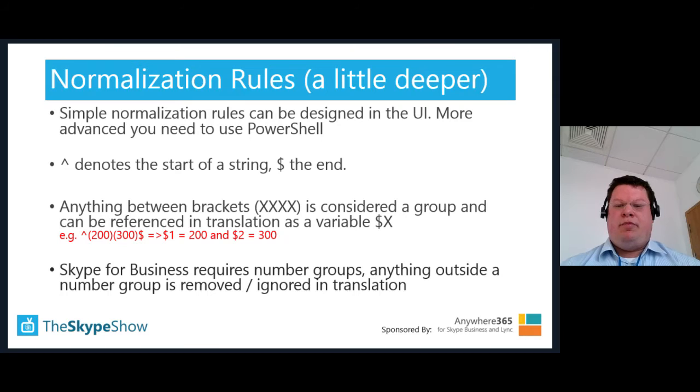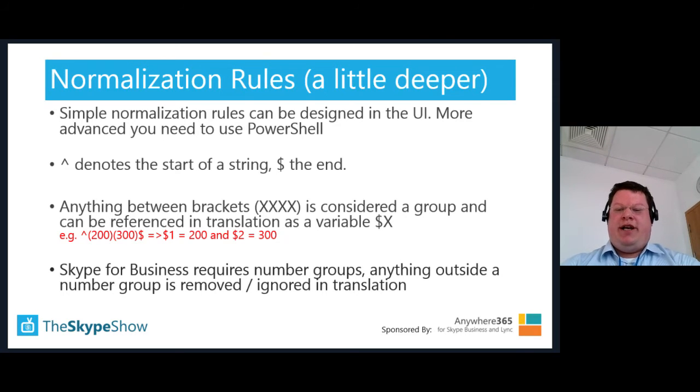Anything between brackets is considered a number group, or a group rather, and this can be referenced in translation rules using the $ variable. So in this example here, if I have open bracket 200 close bracket, and then 300 in brackets, we can reference that by $1, which will be the 200, and $2, which will be 300. And if you notice, the 1 and 2 relate to the groups of numbers in the way they appear left to right in the string.